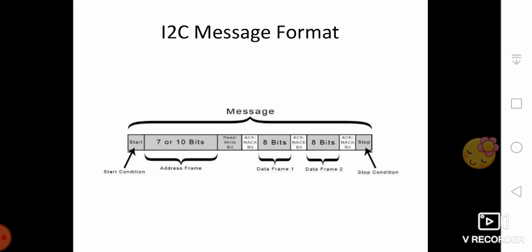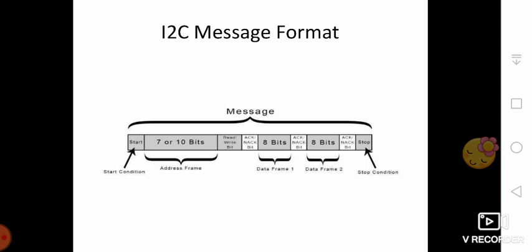Then the acknowledgement or NACK bit. Each frame in a message is followed by an acknowledgement or no-acknowledgement bit. If an address frame or data frame was successfully received, an acknowledgement bit is returned to the sender from the receiving device.